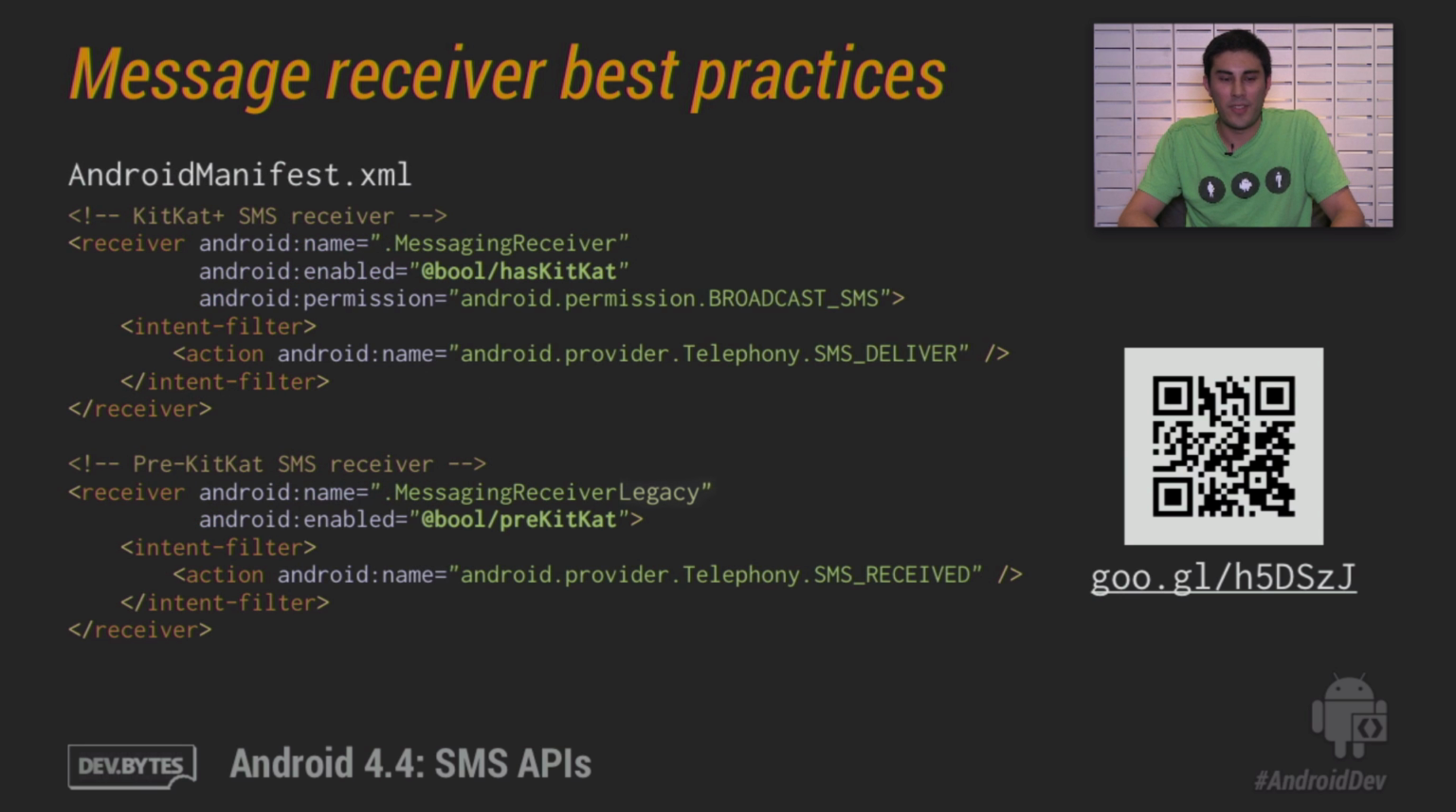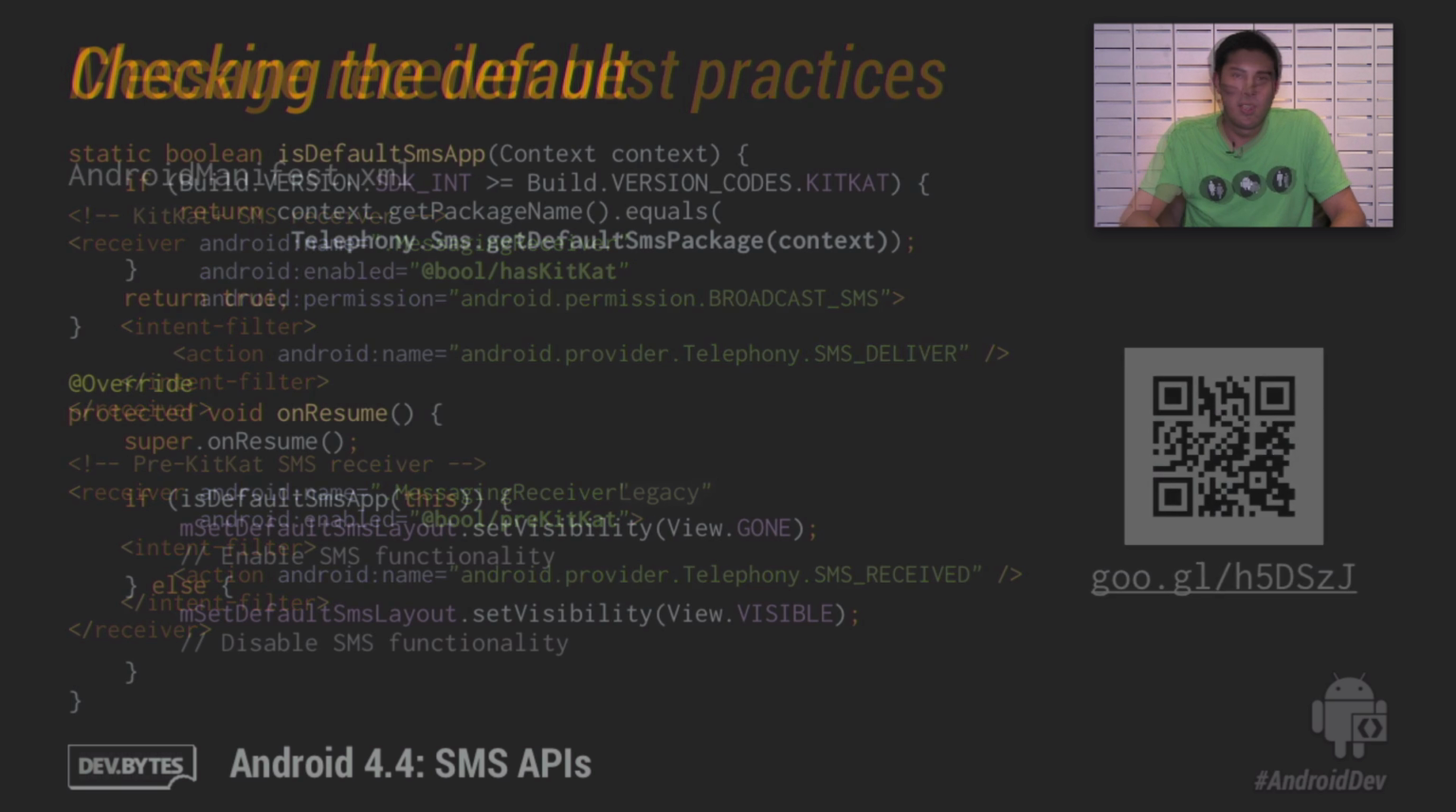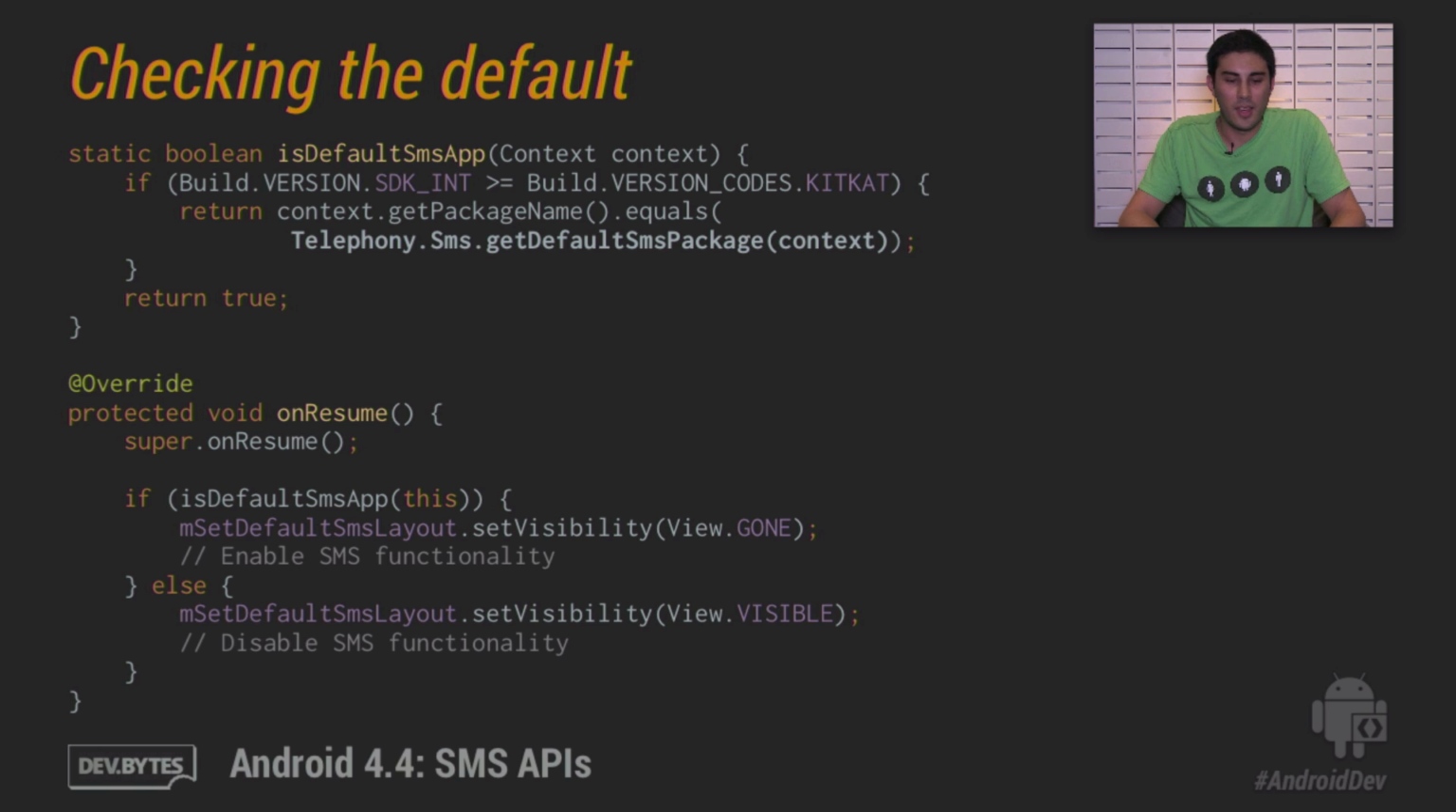Then in our Android manifest file, in our receiver declarations, we assign this Boolean to the android:enabled attribute. This has the effect that on certain versions of Android, one will be enabled and the other disabled, and the reverse on the newer platforms. If you haven't seen this technique before, follow the link here on the right or the QR code to get more information.